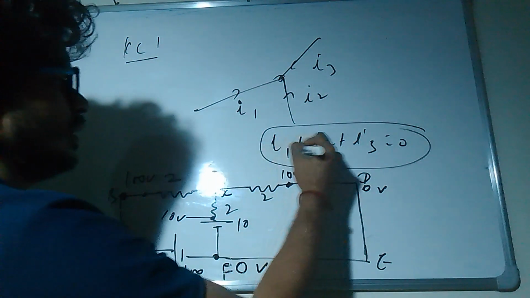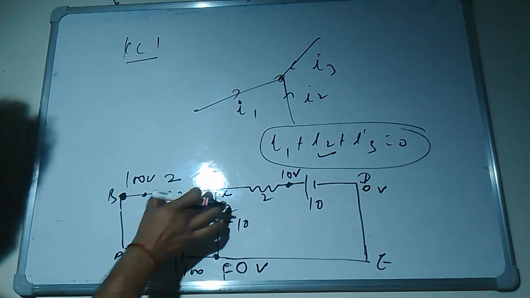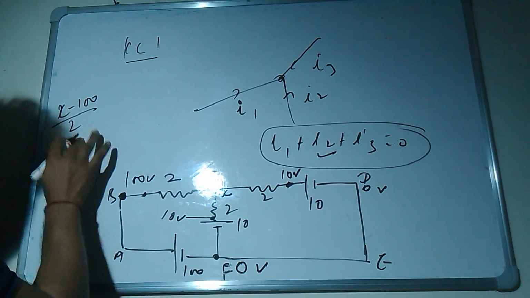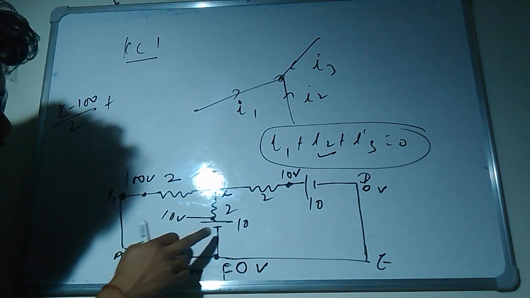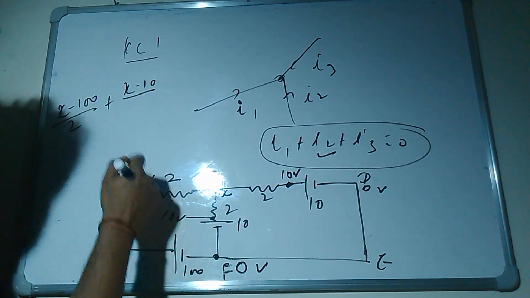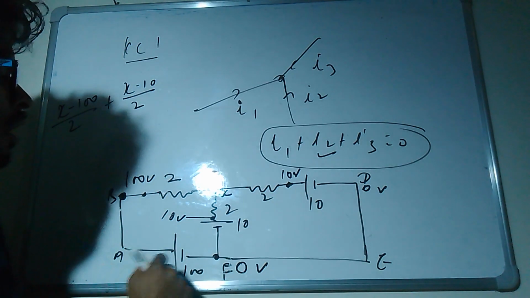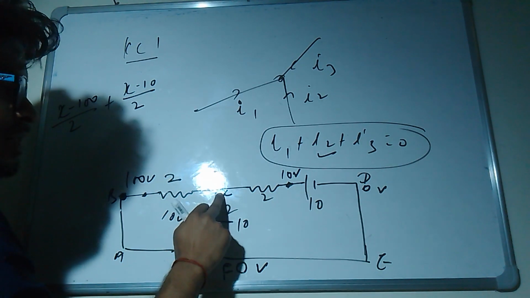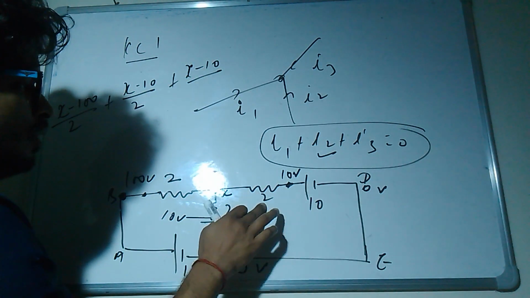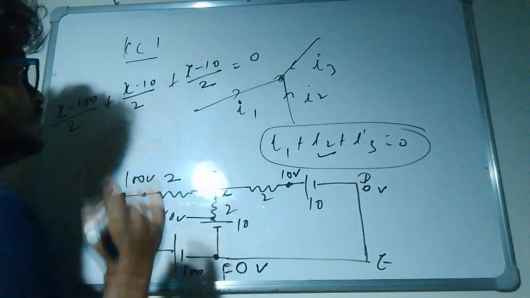Now I'm going to apply KCL. So X minus 100 is the voltage difference, so (X minus 100) divided by 2 is the current. Plus X minus 10, divided by 2. And here again plus X minus 10 divided by the resistance of 2 ohm, and this will be equal to 0.